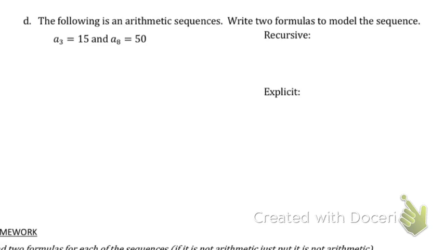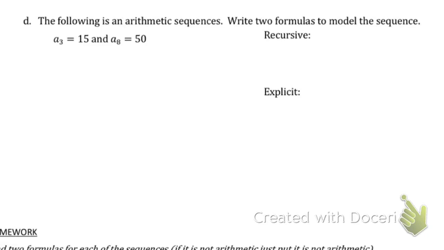All right, the last thing we're going to talk about is the same thing, just in a different form. They give me a sub 3, my third term, equals 15. My eighth term is 50. Come up with two formulas. The other important part was it does say it is in fact an arithmetic sequence. So that means there is in fact a common difference to get from each stage. You need to know that in order to solve this problem.